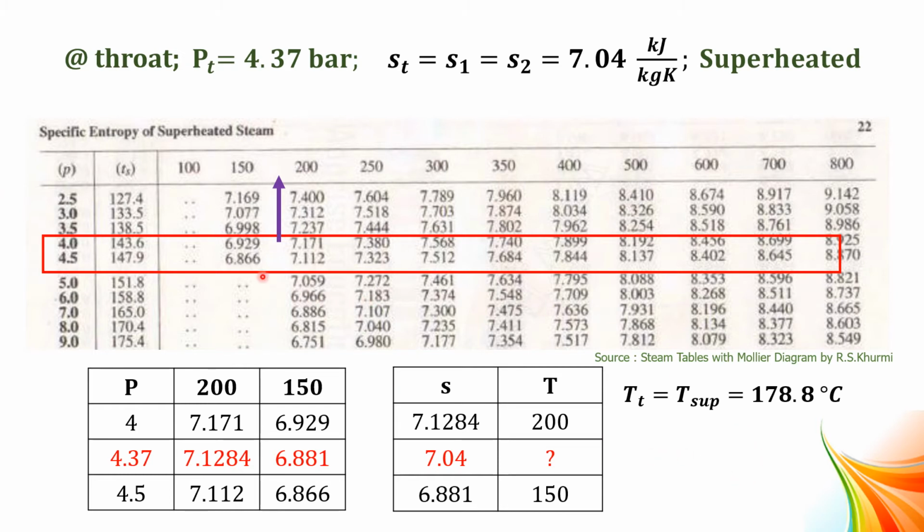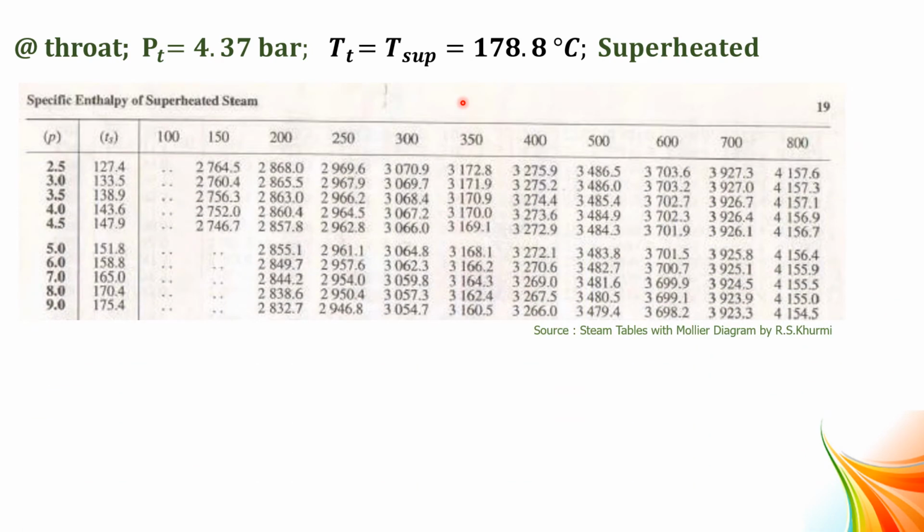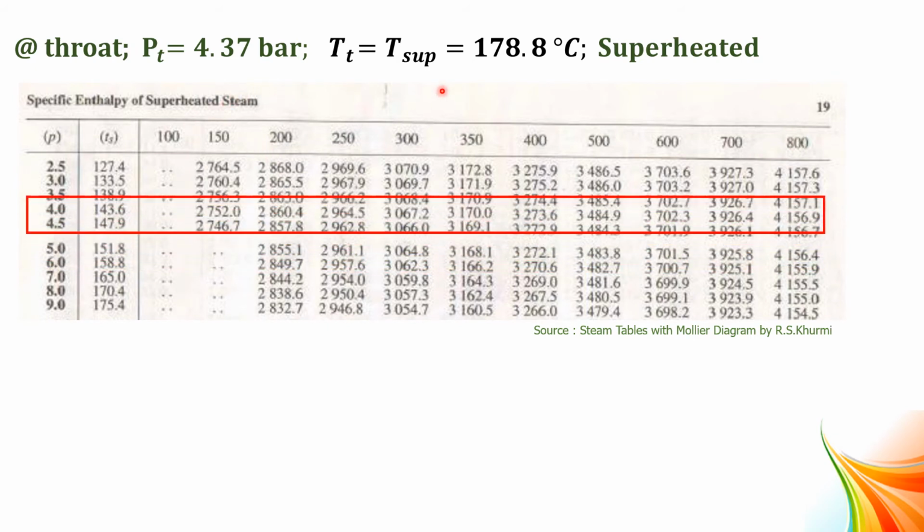So the value lies between 150 and 200. Is it clear? At the throat section, the pressure Pt equals 4.37 bar and the superheated temperature Tt equals 178.8 degrees centigrade. Now we have to find the corresponding specific enthalpy value. From the superheated enthalpy table, page number 19, corresponding to a pressure of 4.37 bar and temperature 178.8 degrees centigrade, we have to find the corresponding specific enthalpy.